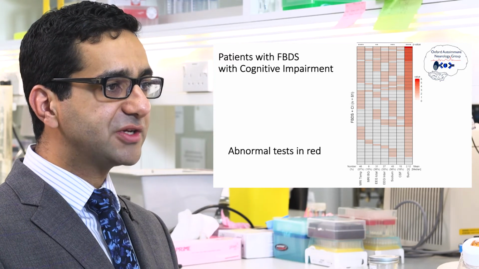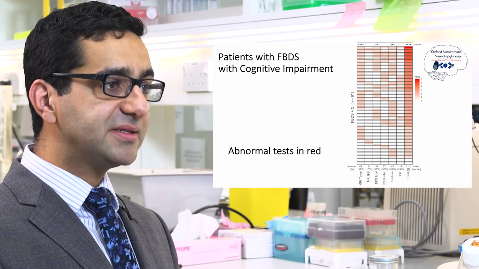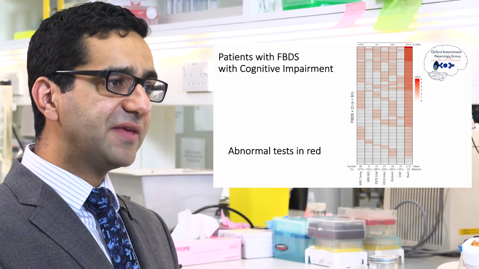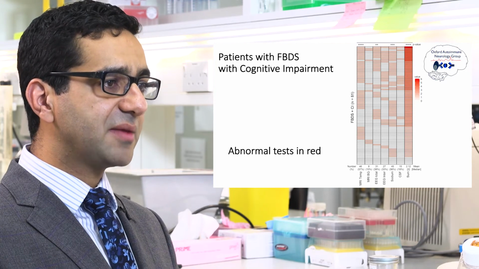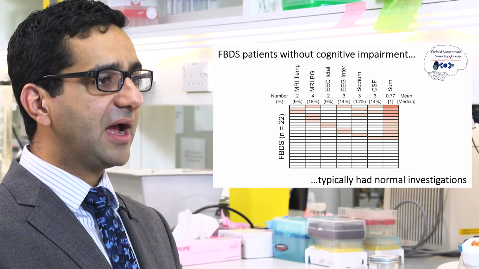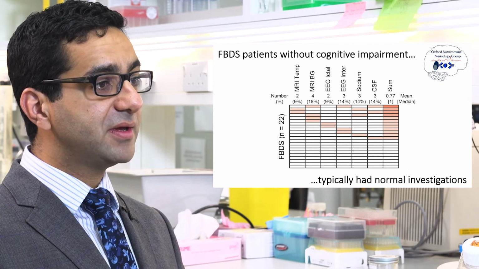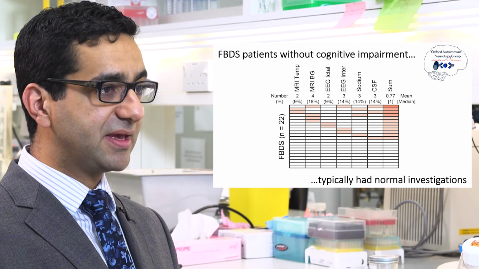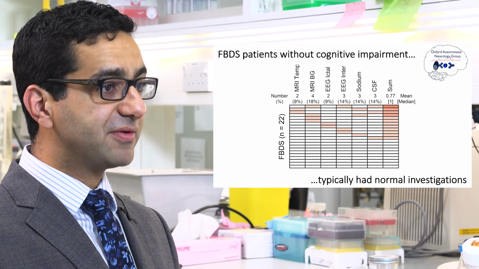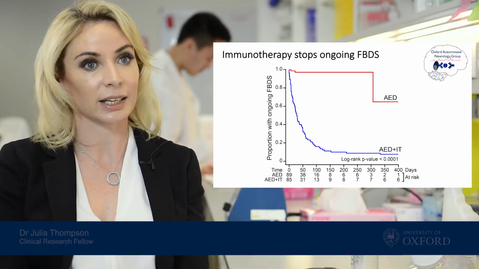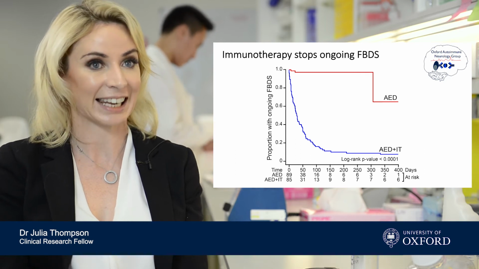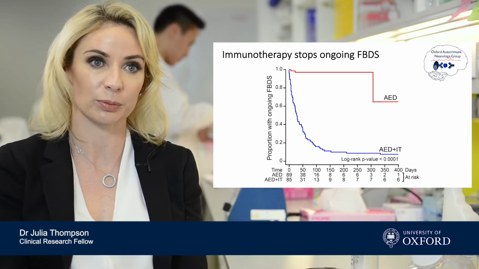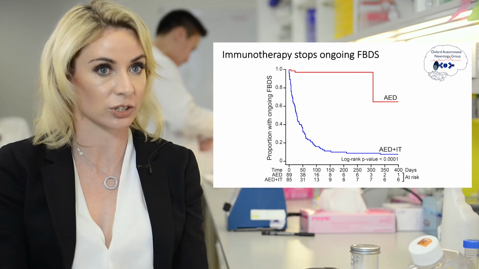And here you can see the patients with cognitive impairment had plenty of abnormal tests, although rarely fulfilled the diagnostic criteria of encephalitis. They more had an encephalopathy. However, the patients without cognitive impairment typically had normal investigations, making a clinical diagnosis imperative here. What was striking in the study was the dramatic effect of immunotherapy compared to the lack of effect of anti-epileptic therapy in cessation of the seizures themselves.